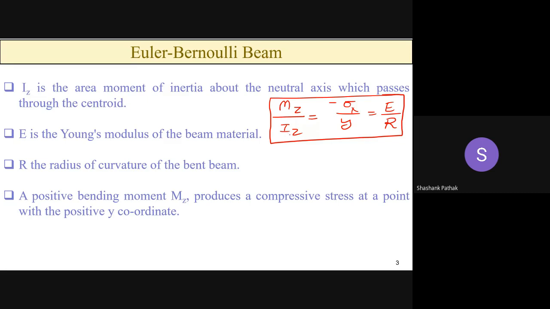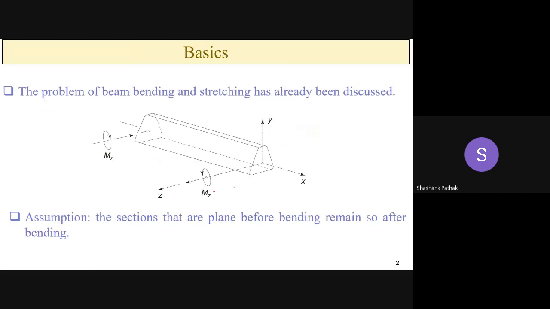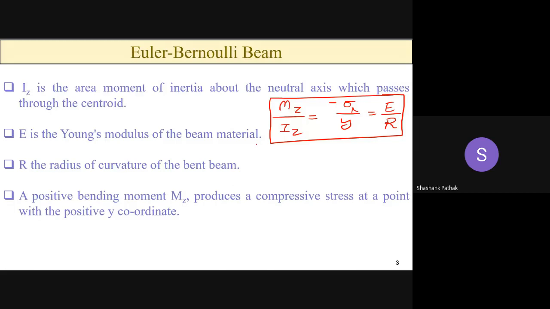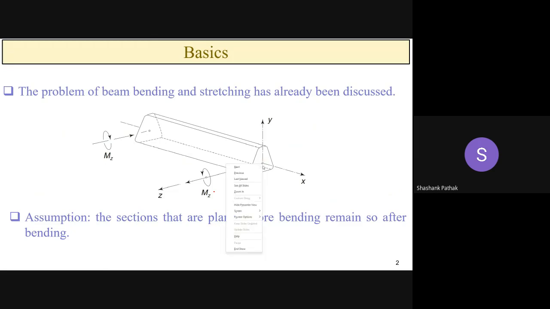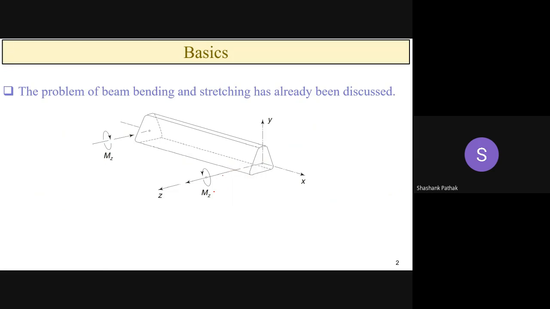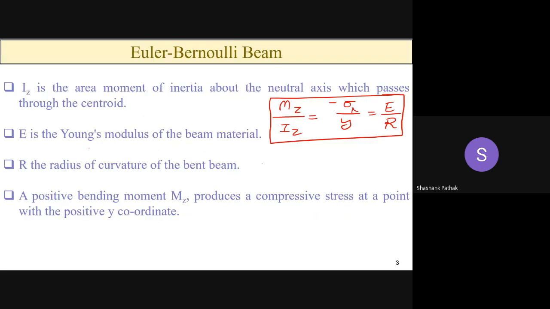Here, in this figure, this is Mz, the moment that has been applied. Iz is the area moment of inertia about the neutral axis which passes through the centroid of the cross section. So this is the centroid of the cross section and your neutral axis is passing through this. We are calculating Iz about that. E is Young's modulus of the beam material. R is the radius of curvature of the bent beam. When the beam is deforming, it will have this kind of deformed shape, and this deformed shape will have some radius of curvature. So this is that.